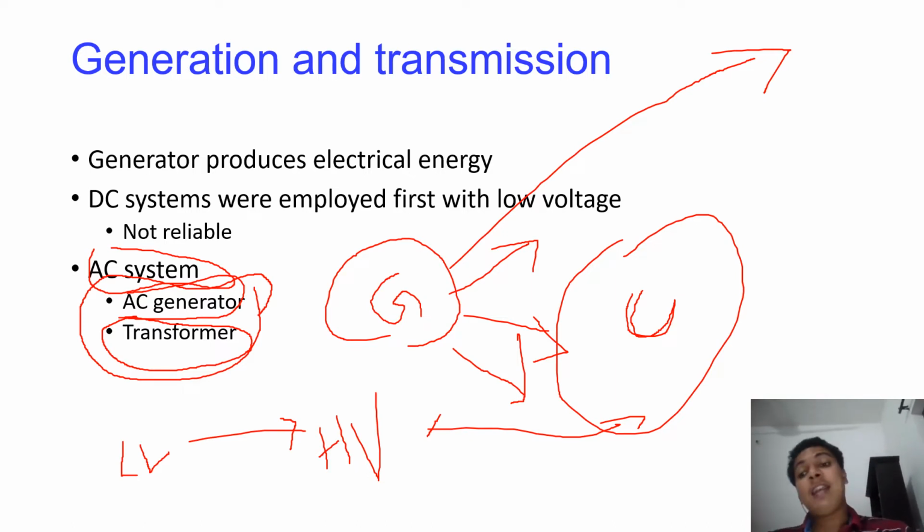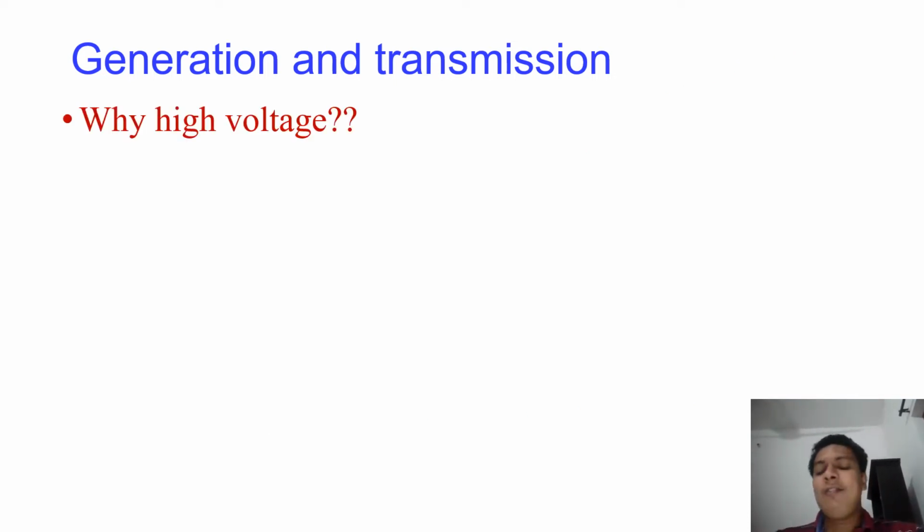So again now we are going back to the DC system, because now we are able to control the DC using the power electronic devices that are available. So that is all there now. So this is what happened. Now let us see why we should use high voltage.